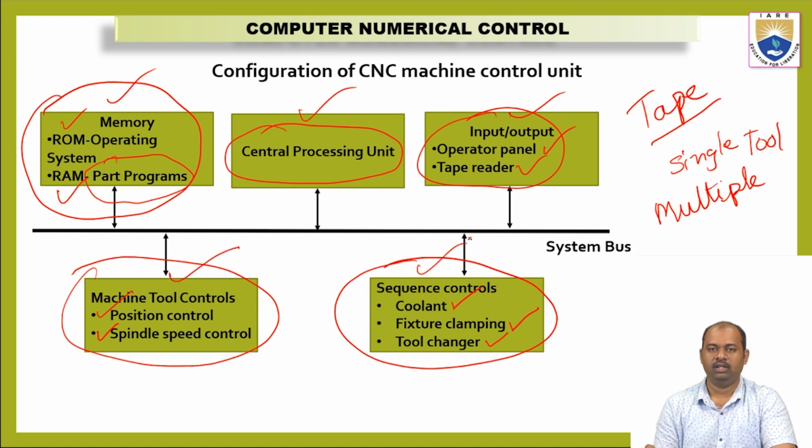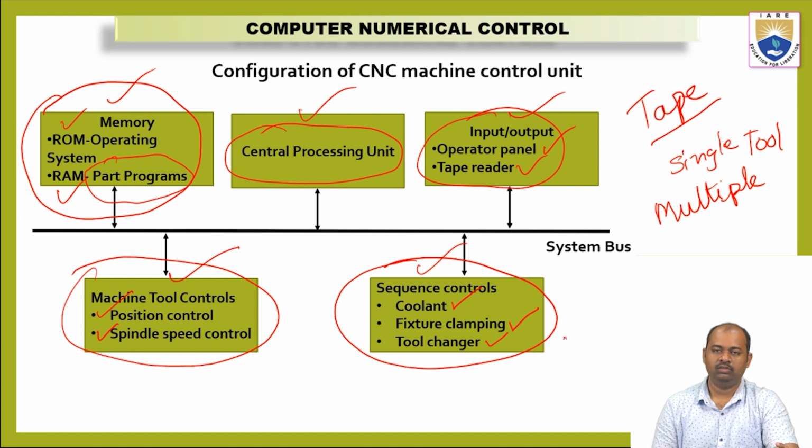In sequence control, we can control how much coolant has to be flown onto the workpiece, because the workpieces will get heated when working. So we have to give a coolant and then fix the clamping: how tightly we have to clamp the object, or, on completion of the operation, we have to remove the workpiece from the tool holding device. And then the tool changer also. We can change the position of the tool.